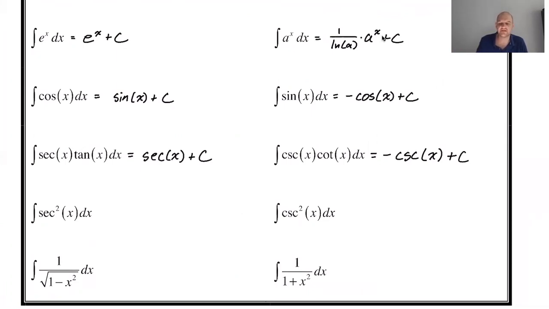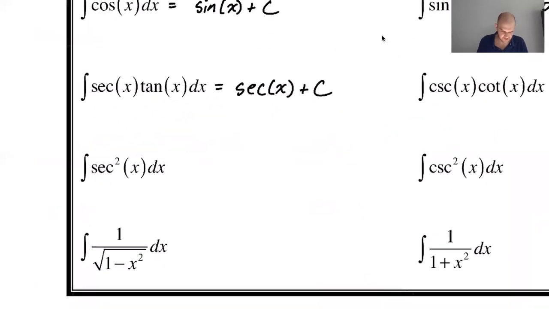Cosine is negative sine, cosecant is negative cosecant cotan, cotan is negative cosecant squared. The derivative of every co-function is a negative something. Here, every antiderivative that's leading to a co-function picks up a negative.